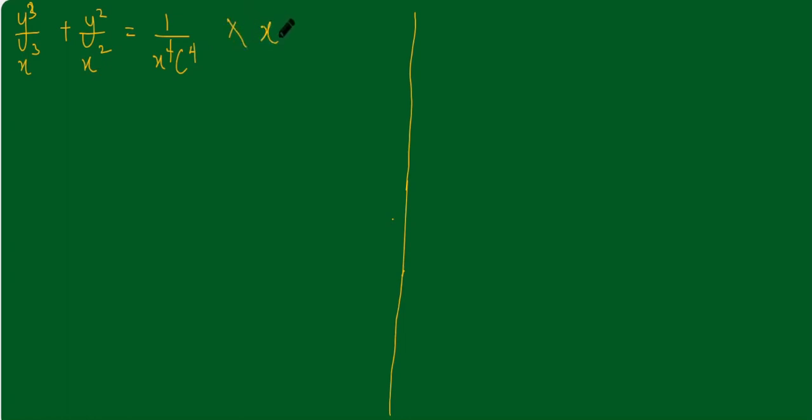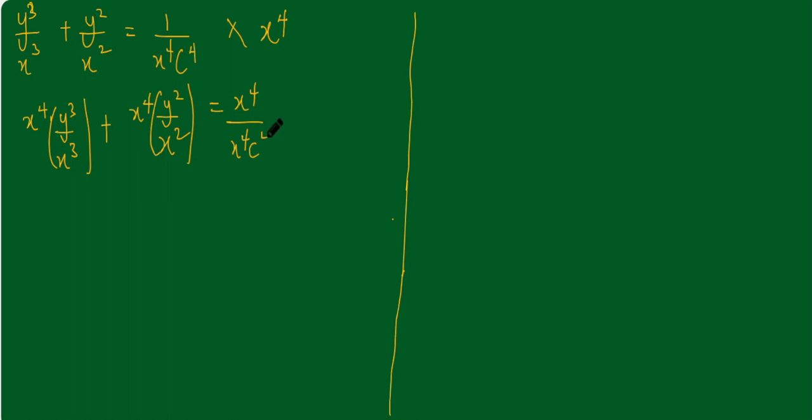So we can multiply all through by x raised to power 4. So we have x raised to power 4 into brackets y cube divided by x cube plus x raised to power 4 into brackets y squared divided by x squared is equal to x raised to power 4 divided by x raised to power 4, c raised to power 4. So we have xy cube plus x squared y squared is equal to 1 divided by c raised to power 4. We can write this 1 divided by c raised to power 4 as capital letter C, since the small letter c is a constant.